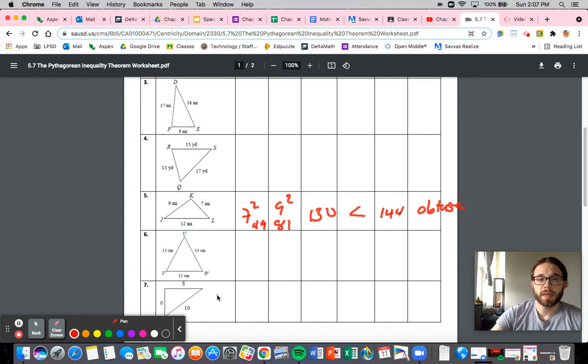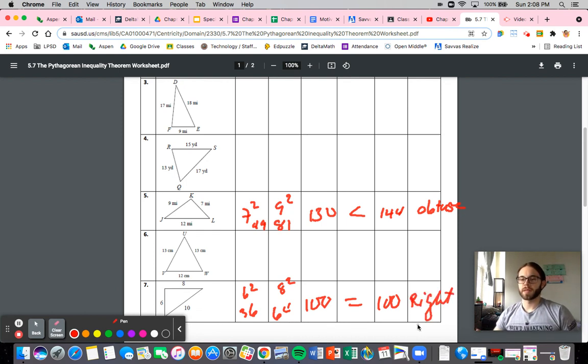Now, let's take a quick look at this one. If I have 6 squared, 36. 8 squared, 64. So that added together is 100. 10 squared is 100. They are equal, so this is right. So that's the process you're going to go through every single time to determine what each thing ends up being. And if you wanted to check this one, you can tell it's pretty close to equilateral, so you would probably imagine this would be acute, but let's just confirm it.